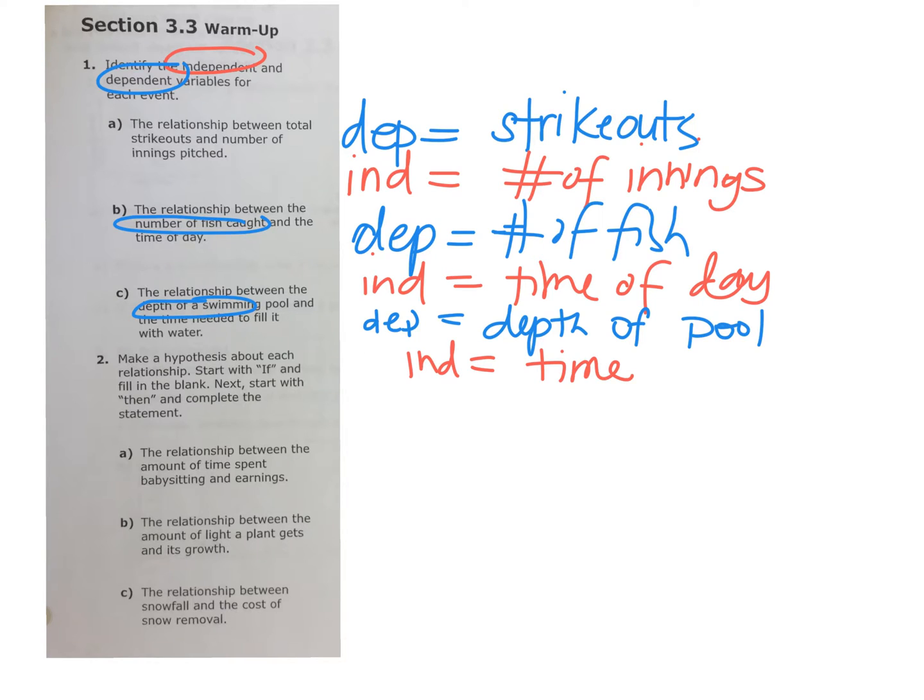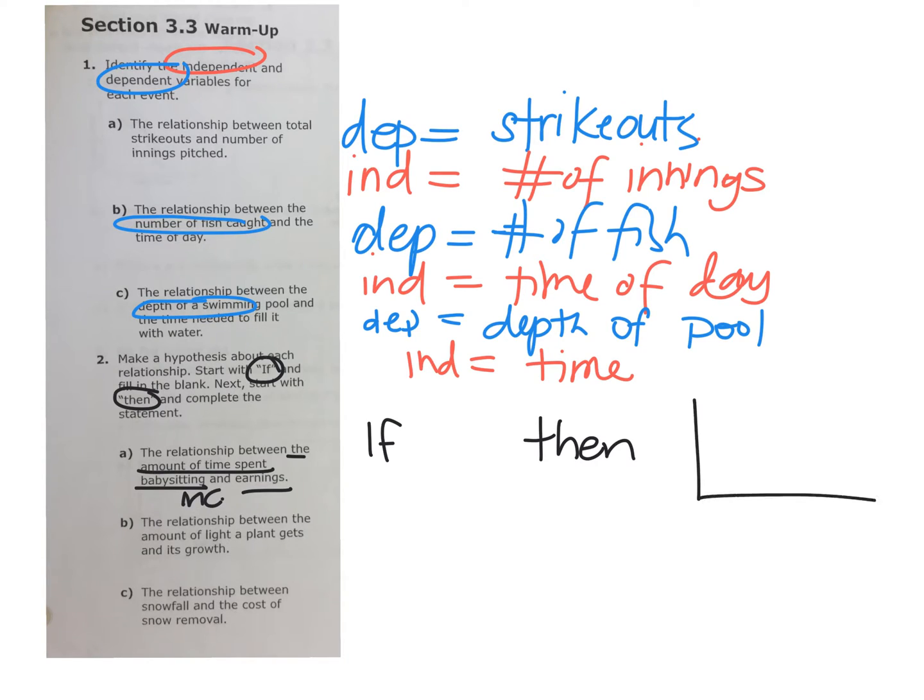We're trying to come up with an if-then statement. So we're going to look at, for A, the relationship between the amount of time spent babysitting and earnings. So we can say, if the amount of time spent babysitting increases, what happens to earnings? Then the earnings will increase.